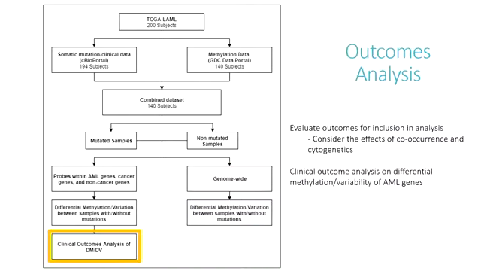As well, in our central analysis, we're going to be looking at the clinical outcomes that are associated with differential methylation, differential variation. So as we said before, we need to evaluate all of the outcomes that exist in the TCGA data set and consider the effects of co-occurrence and also cytogenetics, and then we'll perform that analysis.